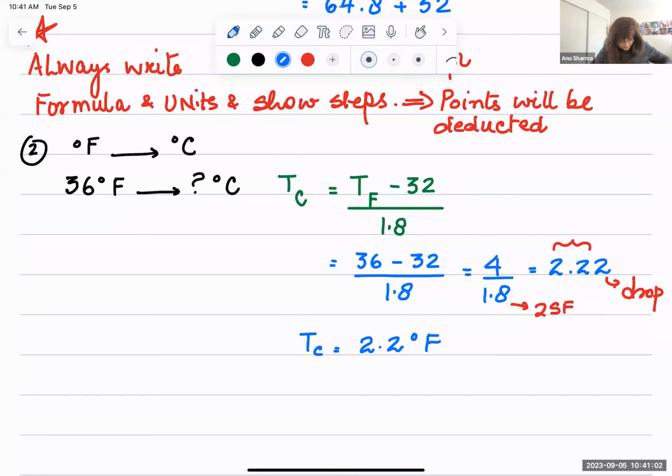Excuse me, Professor. I think the answer is in degrees Celsius, not Fahrenheit. Oh, yes, you're right about that. So degree Celsius, yes, you're right about that. Okay, degree Celsius, that's the answer.